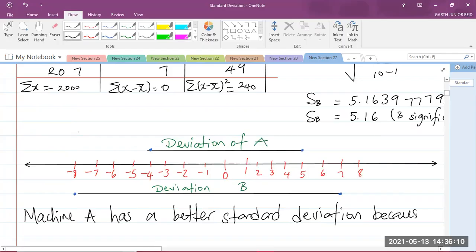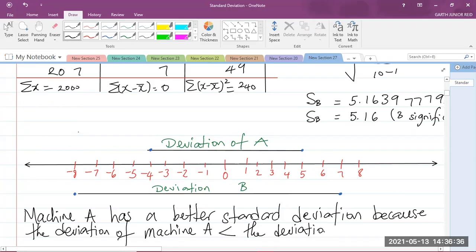It has a better standard deviation because the deviation of machine A is less than, that's that symbol, is less than the deviation of machine B. Good, and that is our comment.